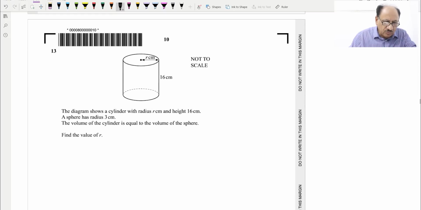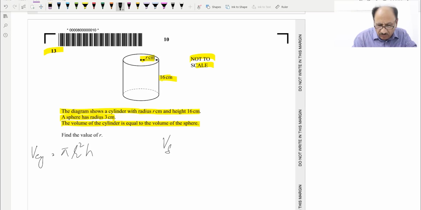This is done. Now the C part says diagram is not to scale. The diagram shows a cylinder with radius r and height is 16 centimeter. There is another sphere which is a 3 centimeter radius. The volume of the cylinder is equal to the volume of the sphere. So we will write the equation. Volume of cylinder is equal to pi r square h, and volume of sphere is equal to 4 by 3 pi r cubed.